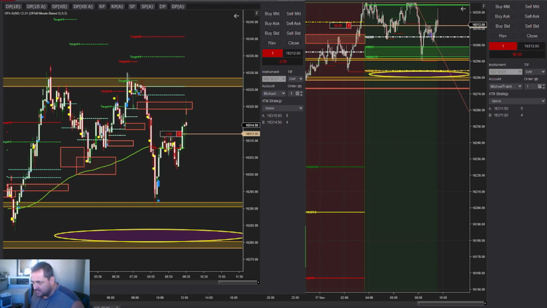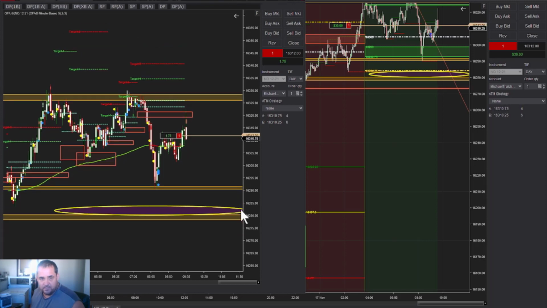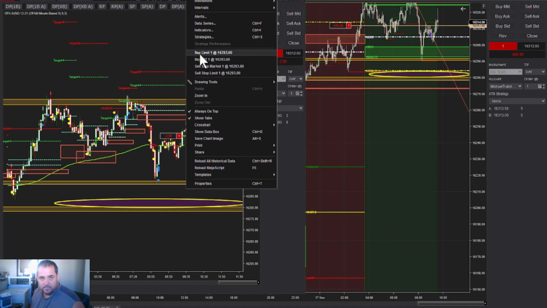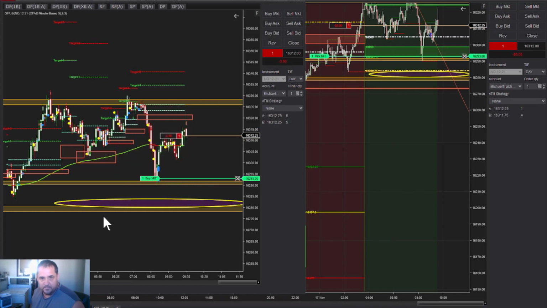And I'll look at my time and sales. Make sure. This is our shorting spot right here. And as you can see, they're going to start pushing down, and what we can do, hopefully get to that zone there. Order submitted. Yes, they're fighting down right now. So let them fight.